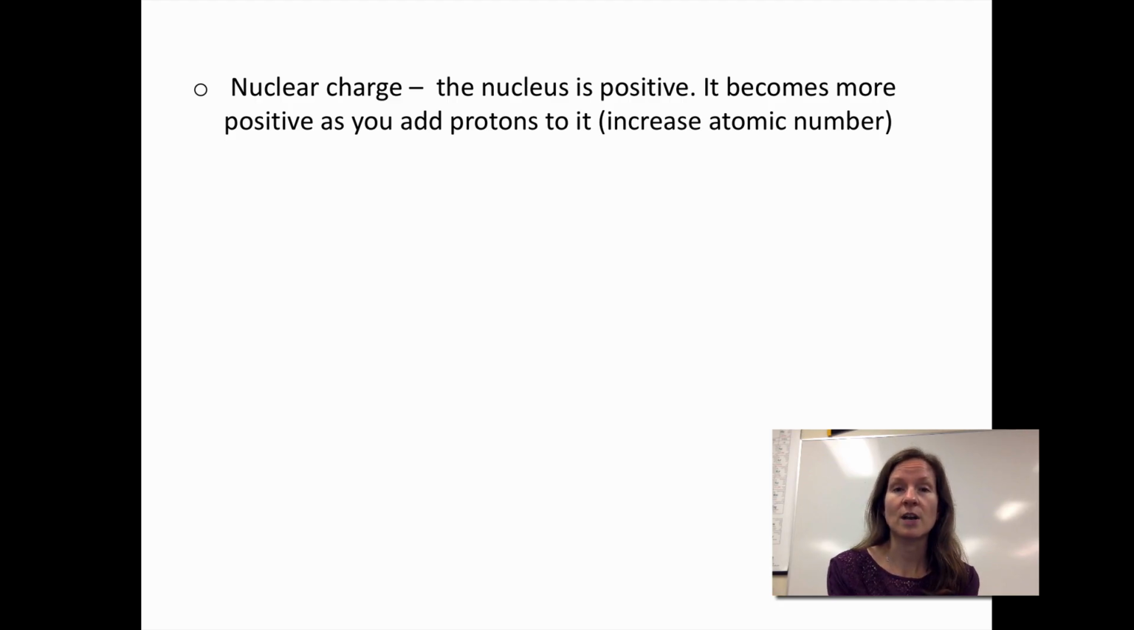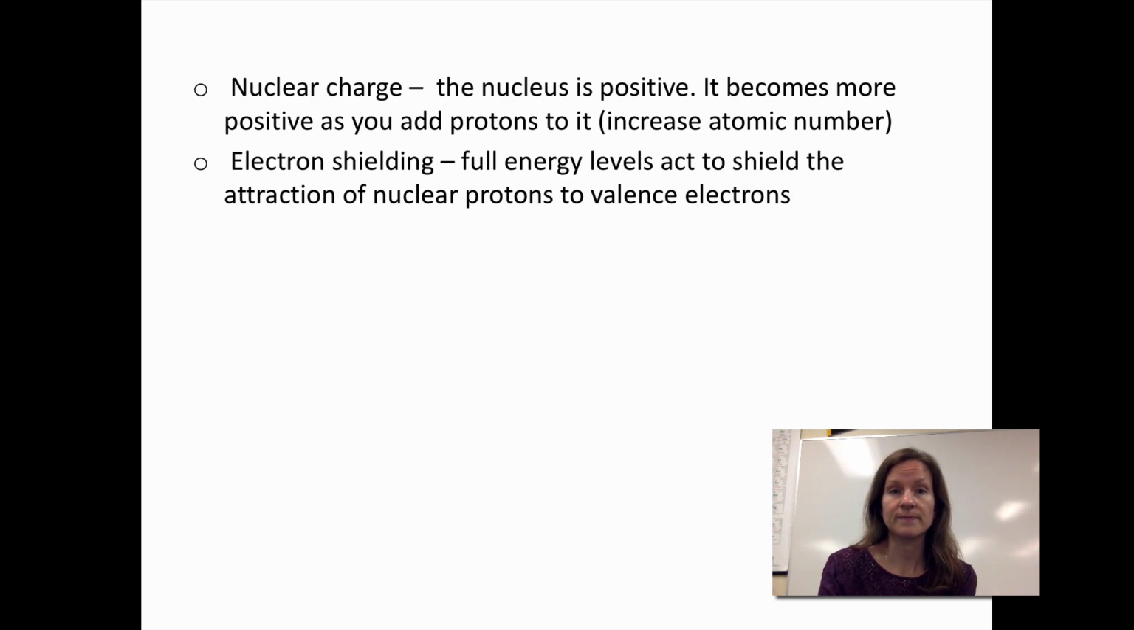Since all you have in the nucleus are protons and neutrons, overall that charge is positive. Now, in terms of nuclear charge, it increases every time you add a new proton. So if you look at any atom on the periodic table, carbon for example, carbon has more nuclear charge than boron because it simply has more protons. So nuclear charge increases as we add more protons.